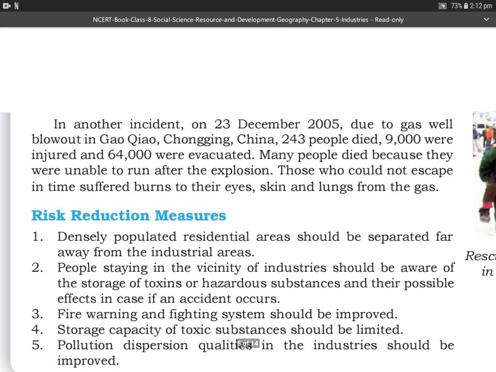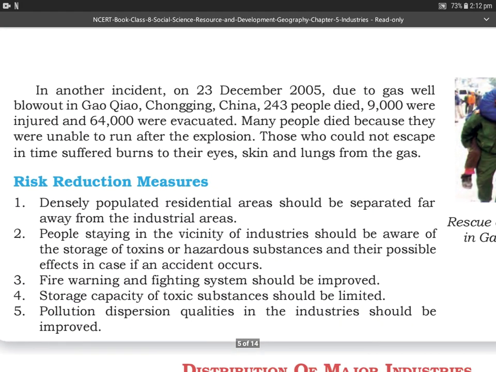Another example is also given here, of China. In another incident on 23rd December 2005, due to a gas well blowout in Kaohsiung, Chongqing, China, 243 people died, 9,000 were injured and 64,000 were evacuated. Many people died because they were unable to run after the explosion. Those who could not escape in time suffered burns to their eyes, skin and lungs from the gas. So this was also a case of irresponsible handling of hazardous material or chemicals.